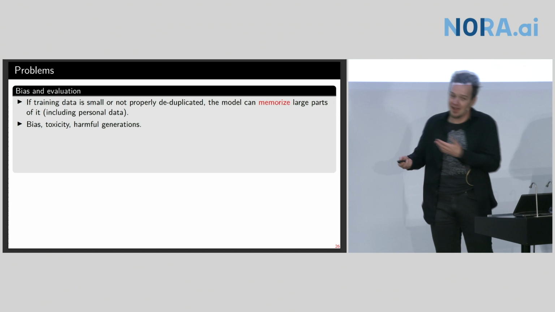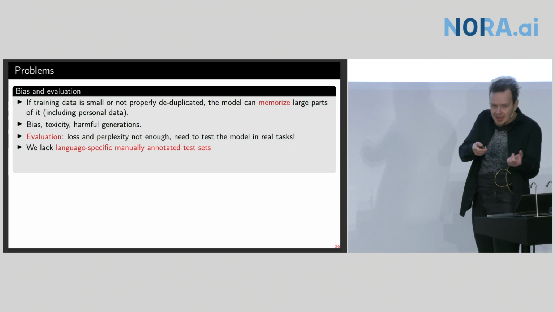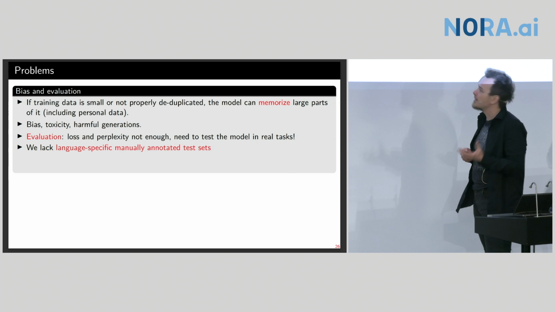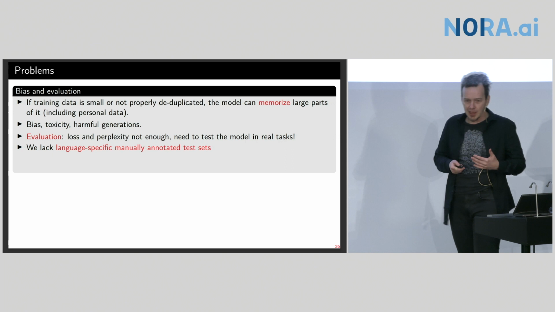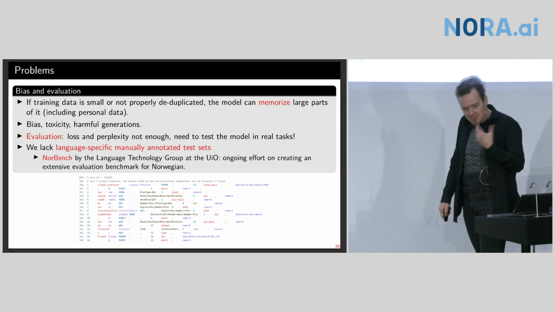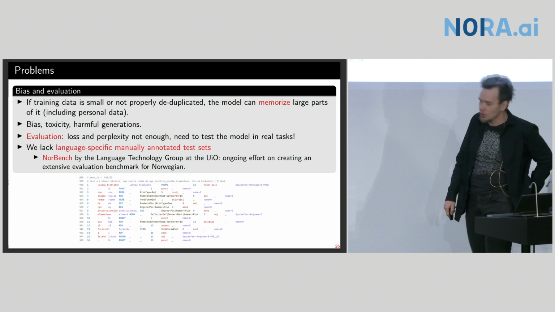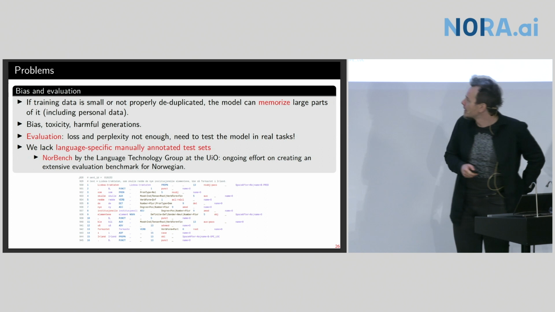Another important thing is that we want to evaluate language models, and we do lack language-specific test sets. For English, we have lots of test sets on which to evaluate language models. For Norwegian, we don't have that many. But there is also some ongoing work on that, for example, the Norbench initiative by the Language Technology Group at the University of Oslo. We try to come up with an extensive set of benchmarks for Norwegian, annotated manually.